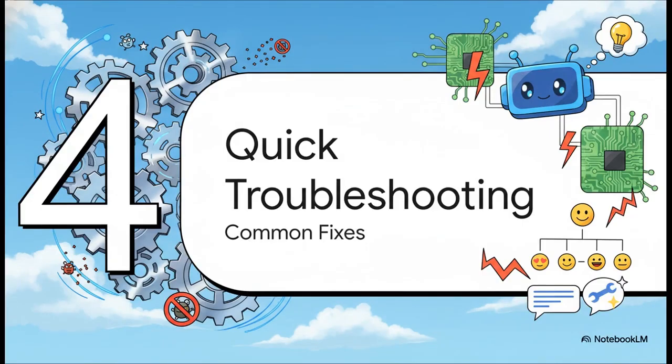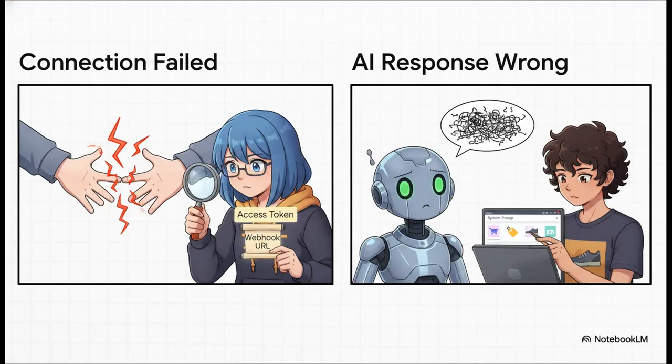All right, of course, with tech, things can sometimes get a little wonky. So before we wrap this up, let's talk about a couple of super common hiccups and the easy fixes. So if messages just aren't coming through at all, 9 times out of 10, it's a simple copy-paste error. Just double-check that your access token and webhook URL are exactly right. Now, if the AI is giving weird or just wrong answers, the fix is usually in your system prompt. Just go back to step 4 and try making your instructions even more clear and direct.